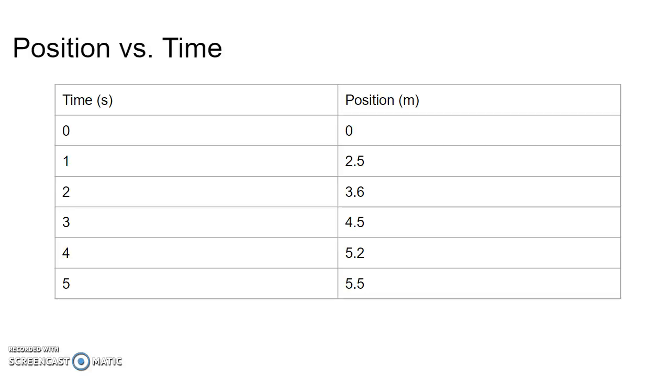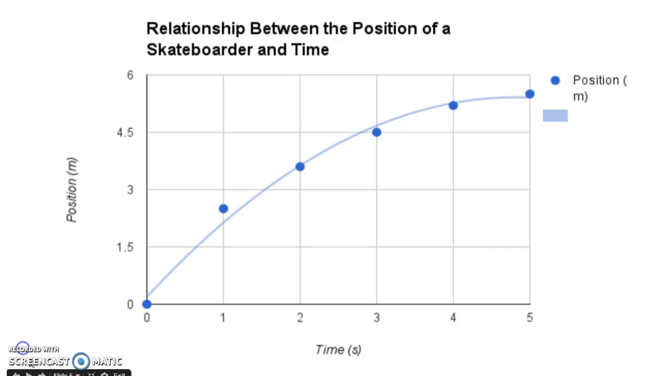In the first second, he was able to cover 2.5 meters, but between 4 and 5 seconds, he only covered 0.3 meters. This position versus time graph shows us that he was not moving at a constant speed based on the slope of the line. He starts off quite fast and then slows down more and more with each second.